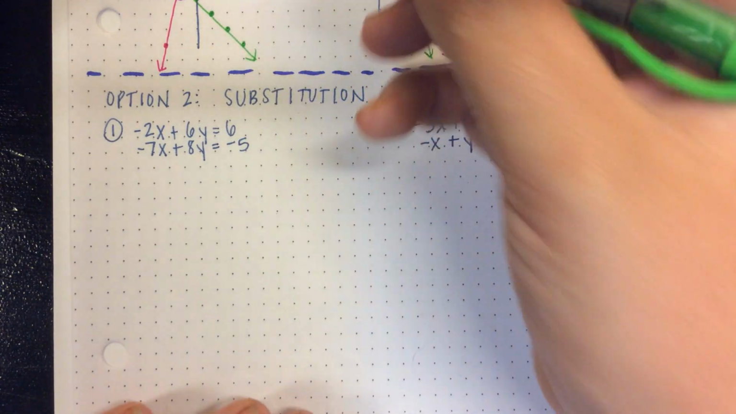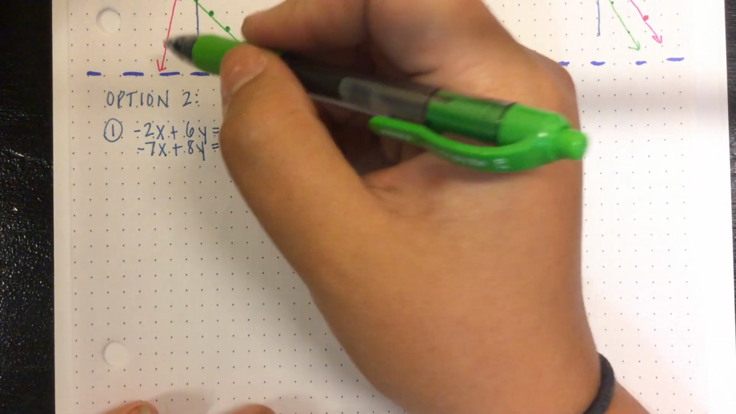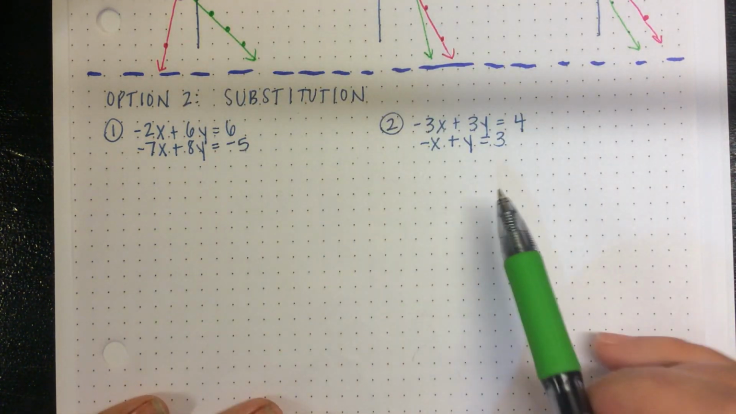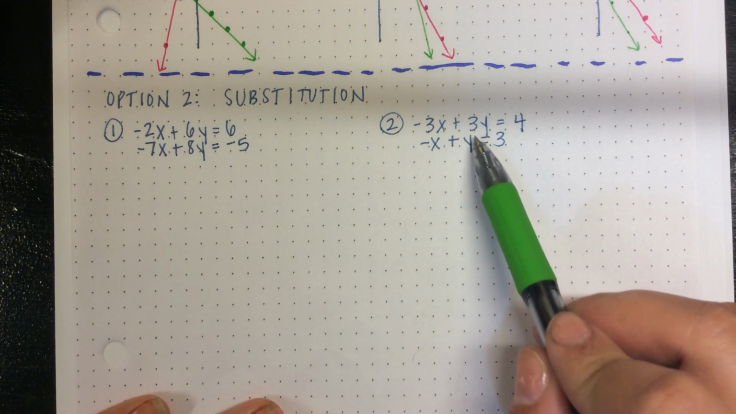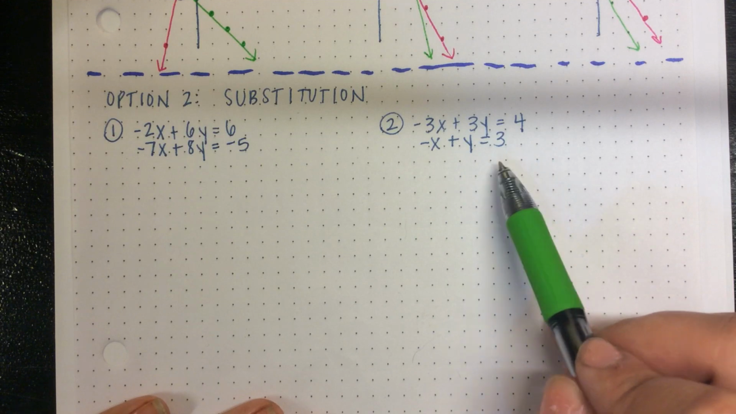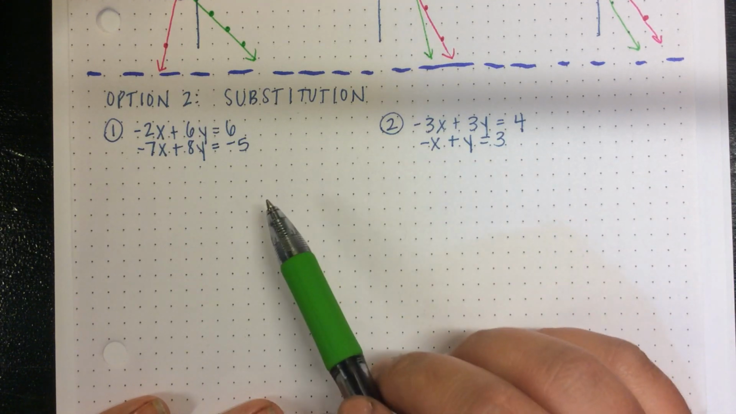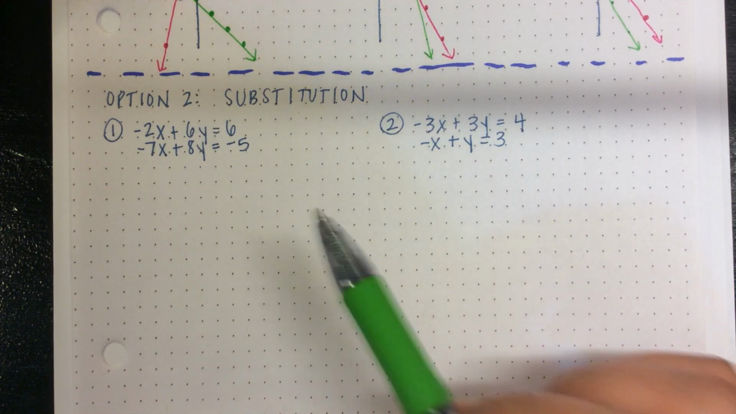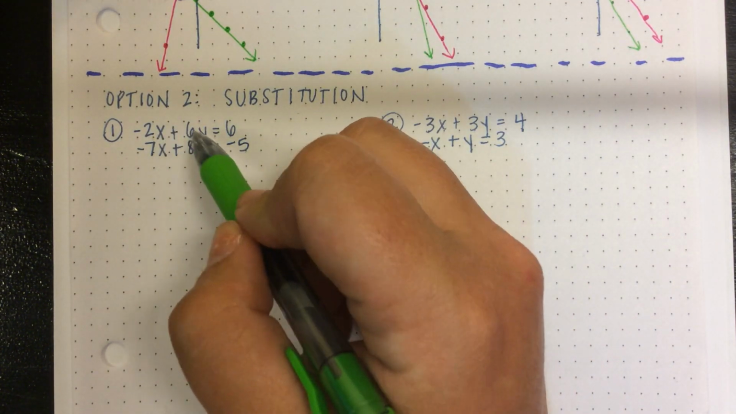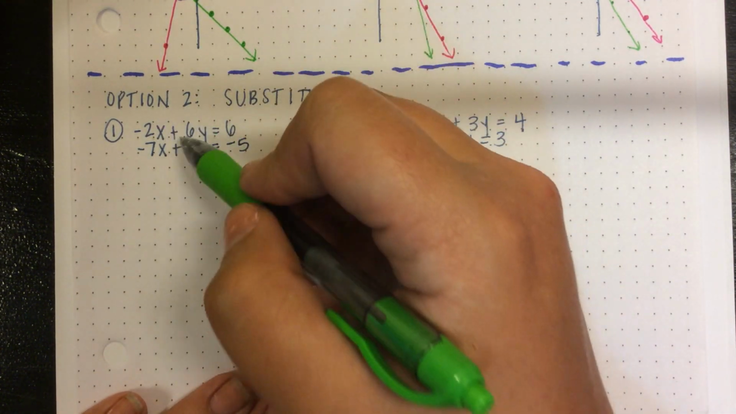That sounds crazy. Whenever you pick your variable, pick one that is either already by itself, like for example number 2. I would go to get y here by itself because I don't have to do anything except move the x over. Less work on my part. You can pick any variable you want to, but try to pick one that's going to be less work for you. So I'm going to go with get the y by itself here.